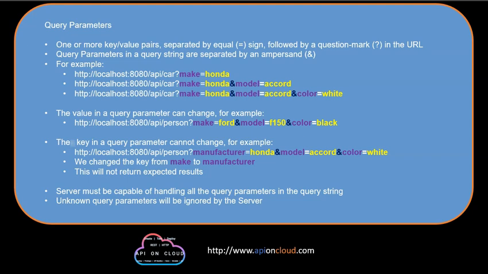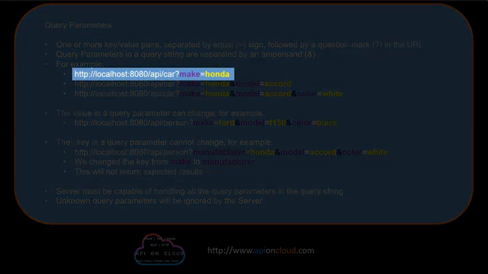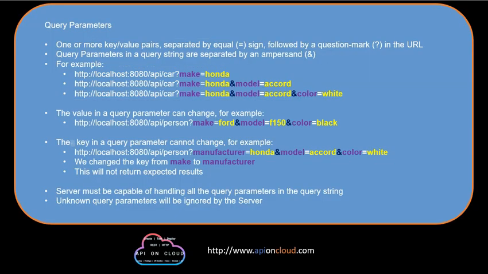Let's take a look at the URLs below. In the first URL, make equals Honda is a query parameter containing a key and a value. Make is the key and its value is Honda, and the query parameter is added after the question mark in the URL. Now what if we have two query parameters in the URL?